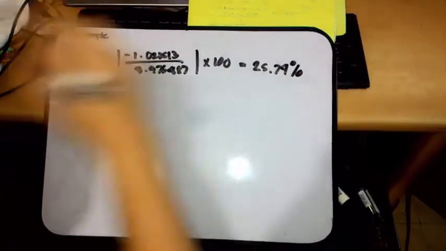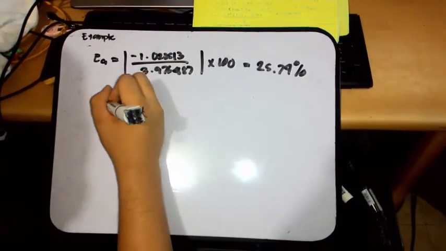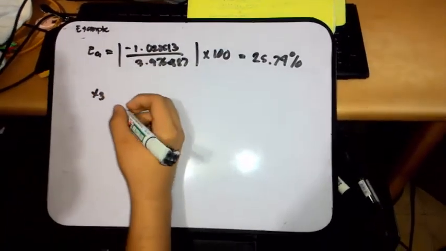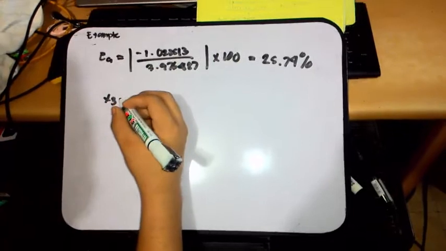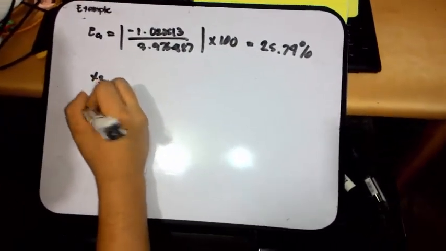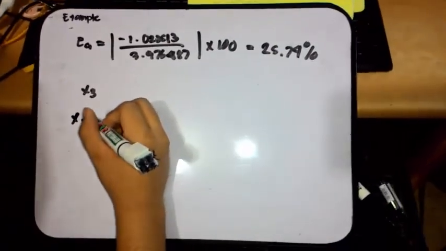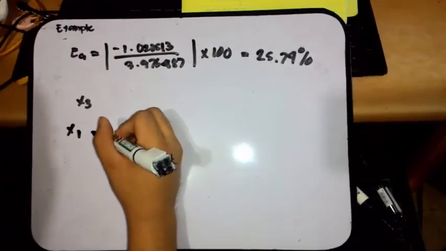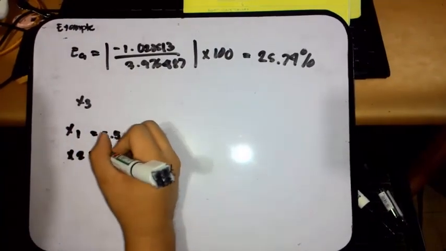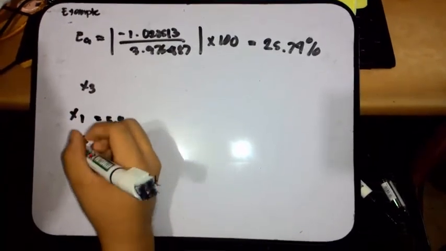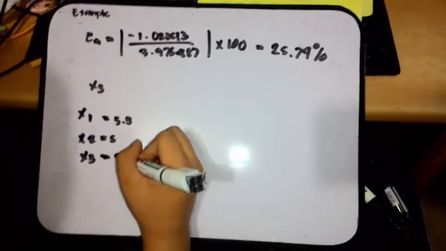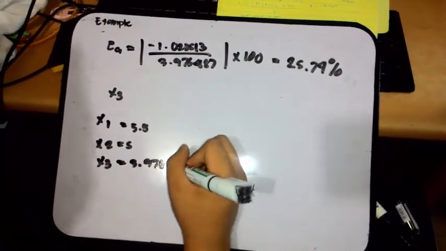25.74%. Now we will substitute our x3 into our initial values. Now we will get our new set of initial values, which is x sub 0 equal to 5.5, x sub 1 equal to 5, and our new x sub 2 equal to 3.976487.